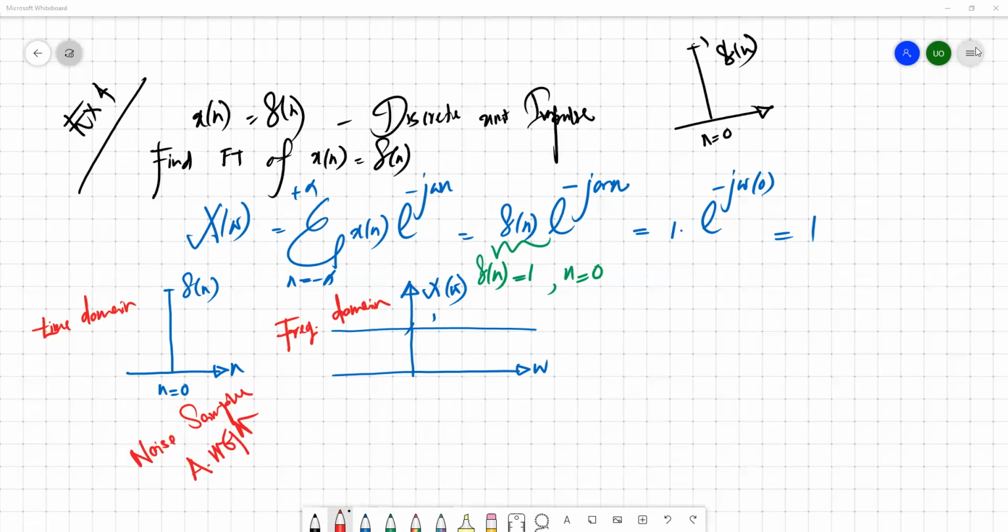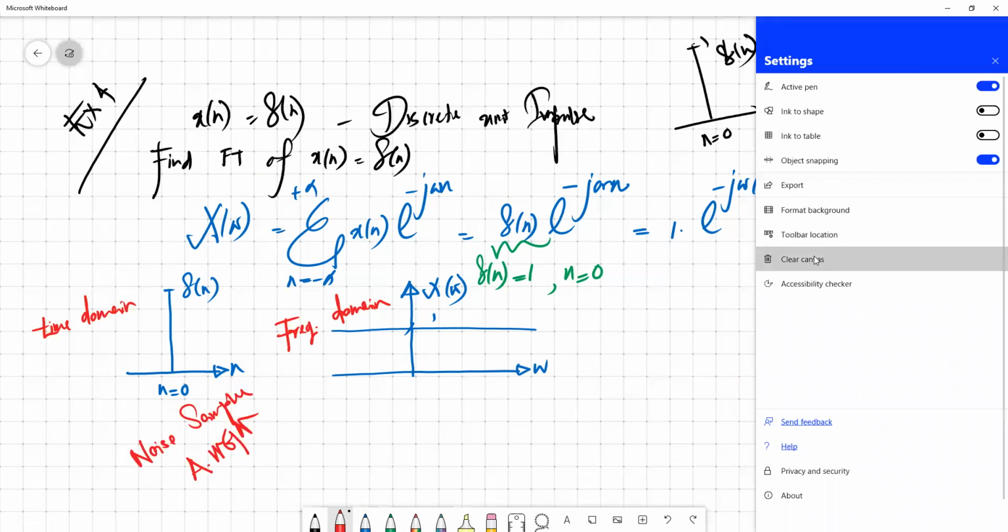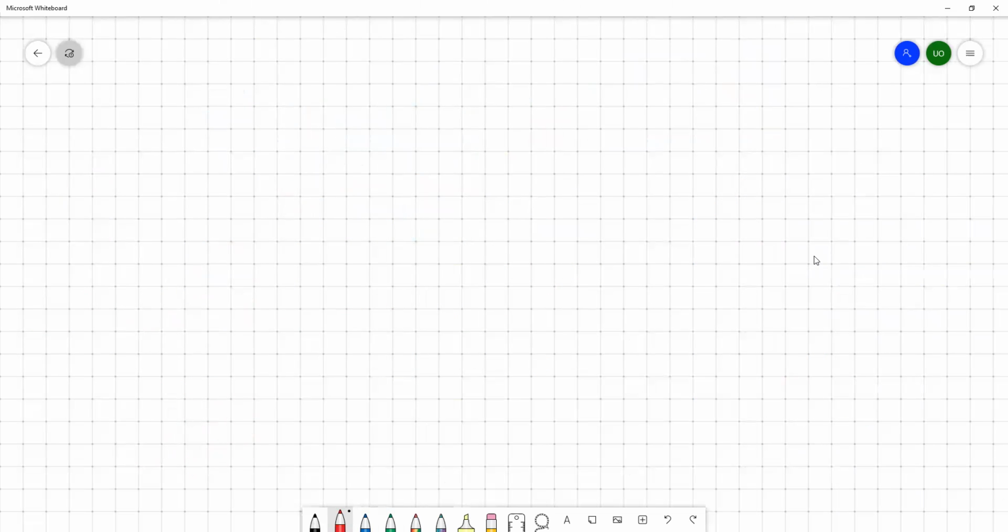Yes, then we'll move to the next exercise, Exercise 5. You are asked to evaluate x[n] equals cos(πn/3).